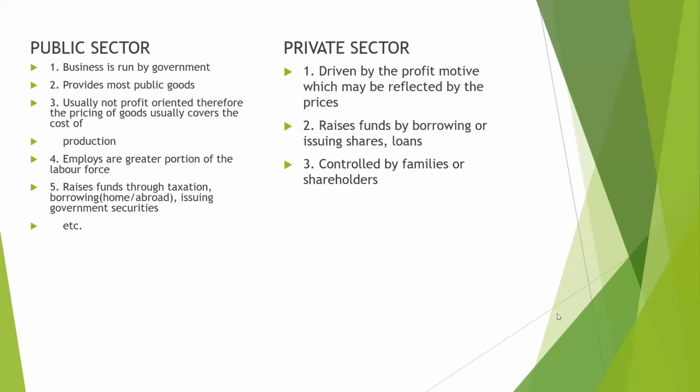And the differences between them. Public sector is run by the government, private sector by private individuals. They are profit motivated under the private sector, whereas under the public sector, they are not profit motivated. It's all about providing public goods, ensuring that everyone is able to benefit from the goods and services being offered by the entire economy. Private sector, they want to make their profits. They are controlled by their families or shareholders. So this is just a difference again between the public and the private sector.